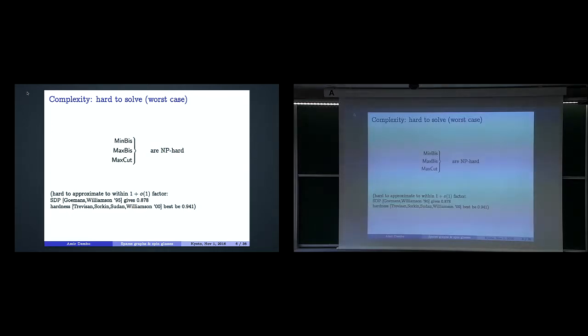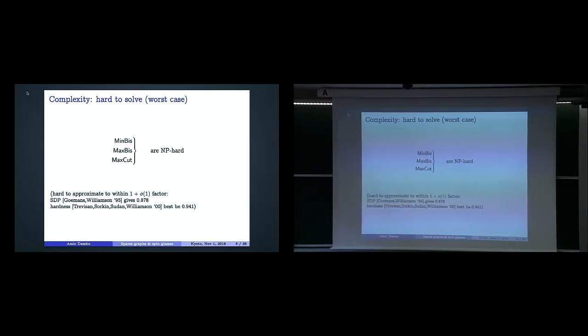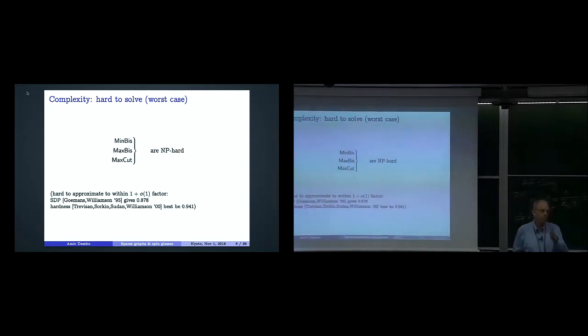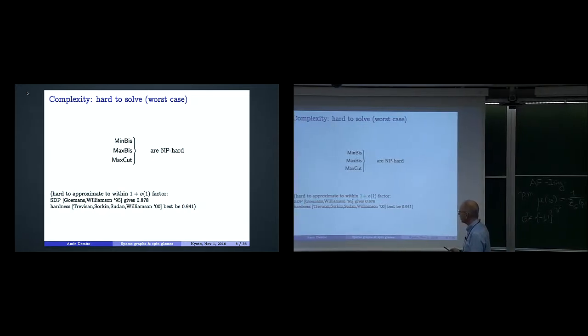So even if you don't want the exact number, if I give you a large graph and the minimum bisection is growing with the size of the graph, I don't really ask you whether it's 1,000,001 or 1,000,002. No, I just ask you to be correct within an arbitrary relative fraction of error, right? So I want you just to determine the number up to plus or minus delta fraction of error. That is going to be hard. This is known to be hard to approximate within one plus little o of one factor.